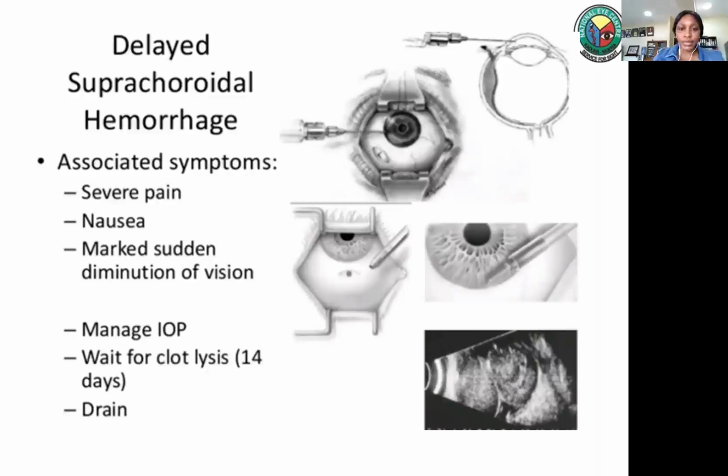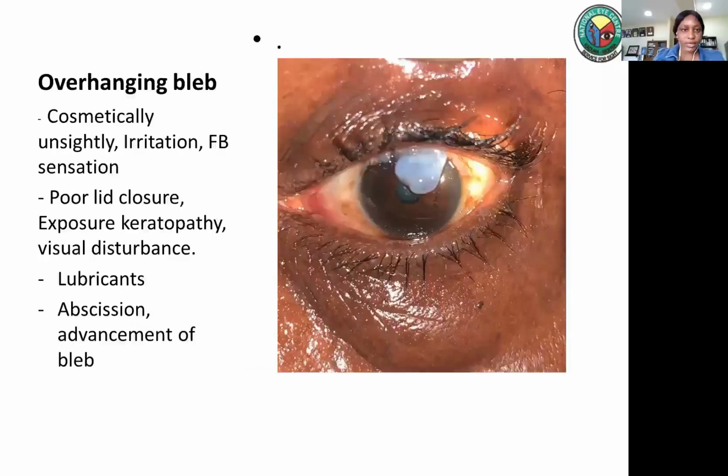a sclerostomy is made, well, depending on, first of all, you have to do a B scan, you have to do an examination of the patient so you have an idea of where the hemorrhage is, and that will determine the site at which you do your drainage. And so usually the drainage is done posterior to the limbus, an incision is made, and then the lysed blood is drained out. Another complication that occurs is an overhanging bleb.